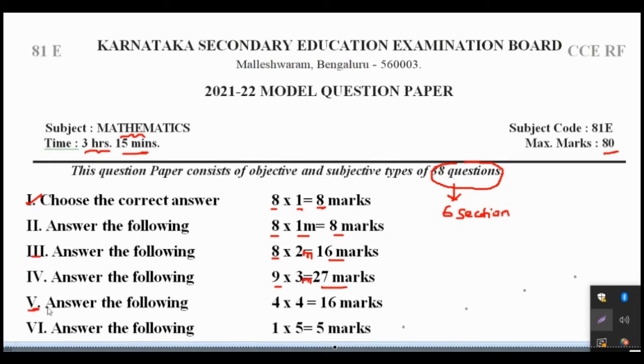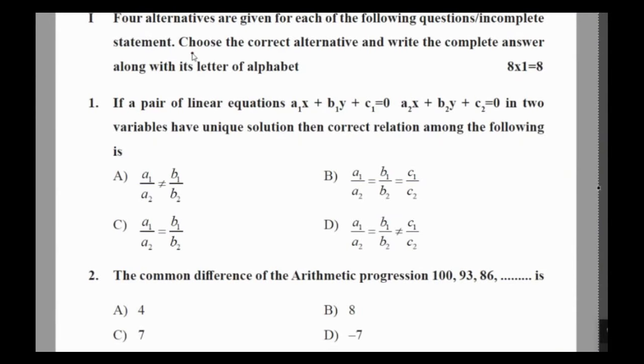The fifth section is long answer questions, 4 marks for each question. There are 4 questions, total 16 marks. And the last section contains 1 question for 5 marks. So total marks are 80 and internals are 20 marks, total 100 marks for the math question paper. We'll discuss the choose the correct answers now.